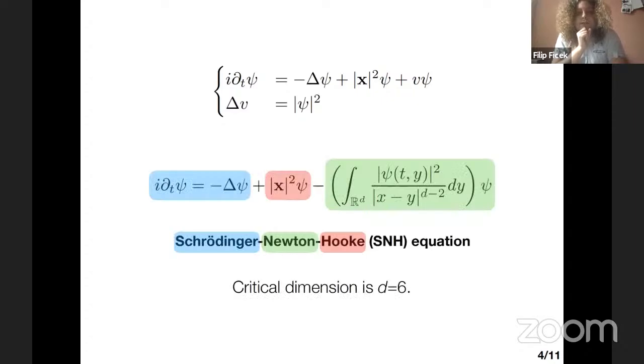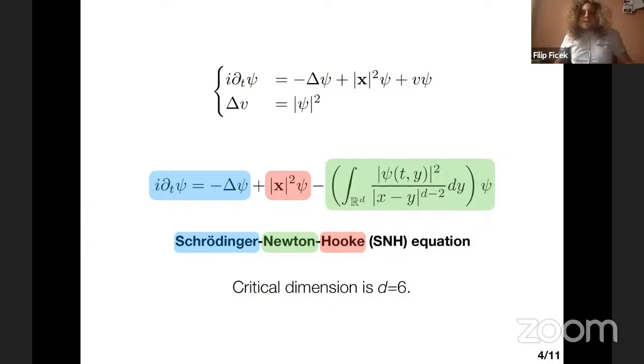And one can see that the lower equation is just the Poisson equation, so we can integrate it and obtain a more compact equation, a single one. And of course, now the name is pretty visible because we have the Schrödinger part, we have the nonlinearity, which looks like self-gravitation, hence the Newton, and we have harmonic trapping, hence Hooke. And this equation pops out in plasma physics, in solid state physics, and it's pretty well investigated. So we now see that it is also motivated by general relativity and by the AdS stability problem.